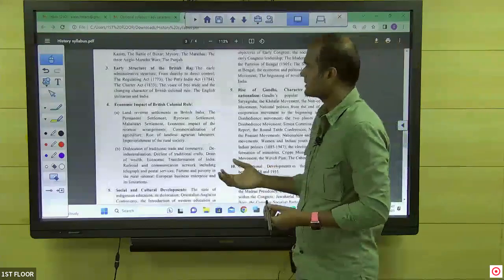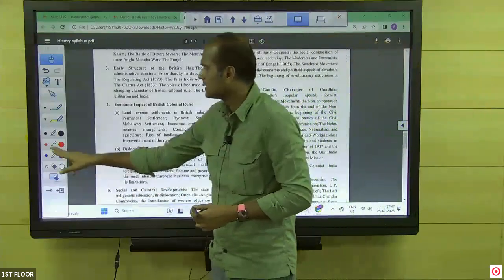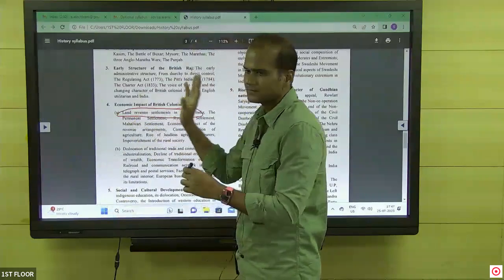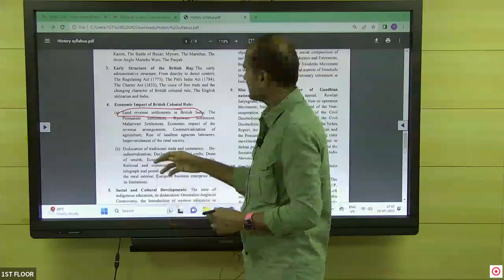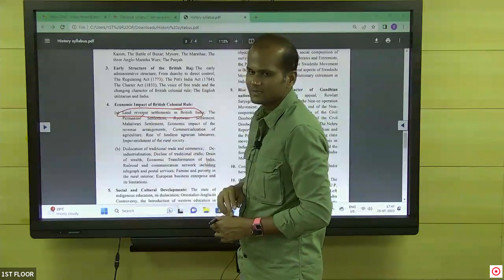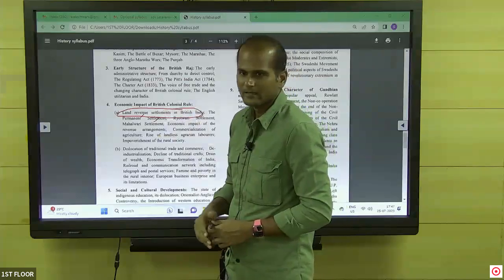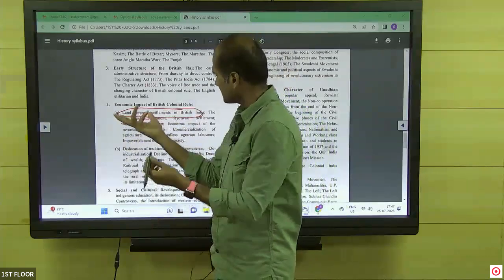For example, let me tell one thing. The syllabus might have been easy. How? When the syllabus is given as land revenue settlement, that's all, over. But what have they given in that land revenue settlement? They elaborated: Permanent Settlement, Rayatwari and Mahalwari. If it is not given, this is the easiest syllabus.